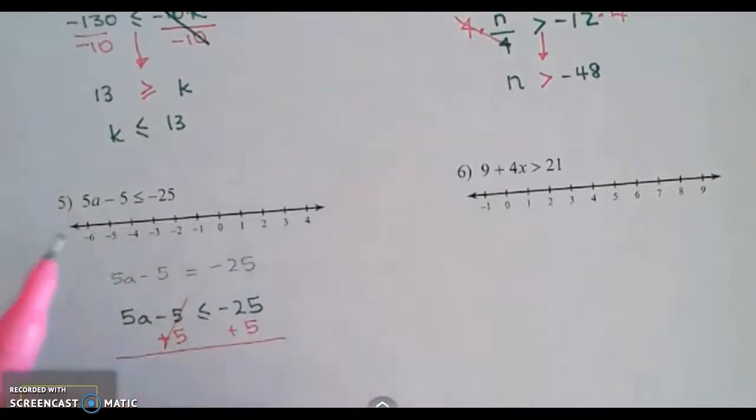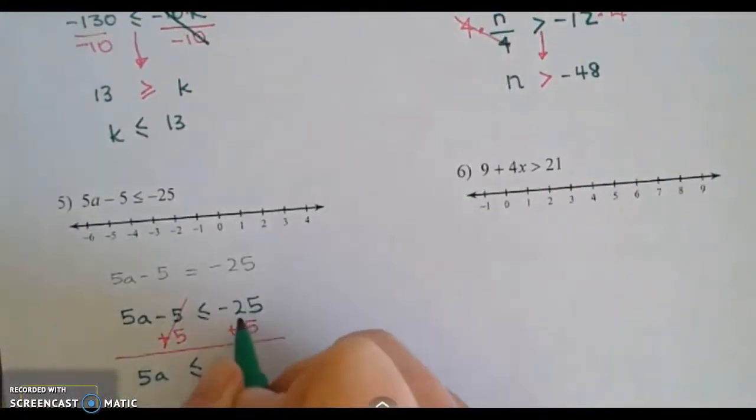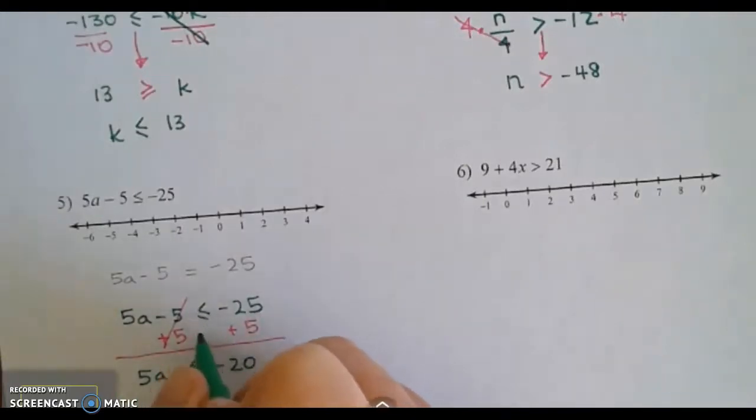That becomes my 0, and you're left with 5a is less than or equal to negative 25 plus 5, which is negative 20. Again, the inequality sign got preserved because you're adding a positive number. Okay, the only time it flips is when you multiply or divide by a negative number.